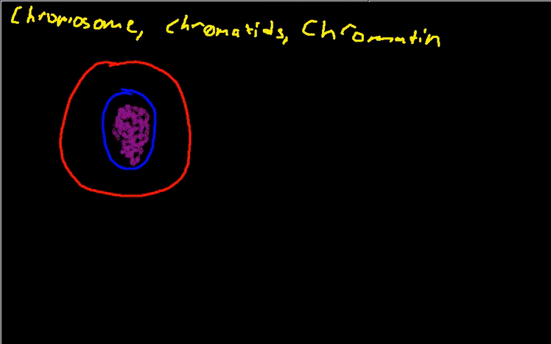This is called chromatin. Chromatin is essentially all of the nucleic acids, or whatever's making up the chromosomes and chromatids. When the cell is going about its daily duties and daily operations, it'll use this chromatin.